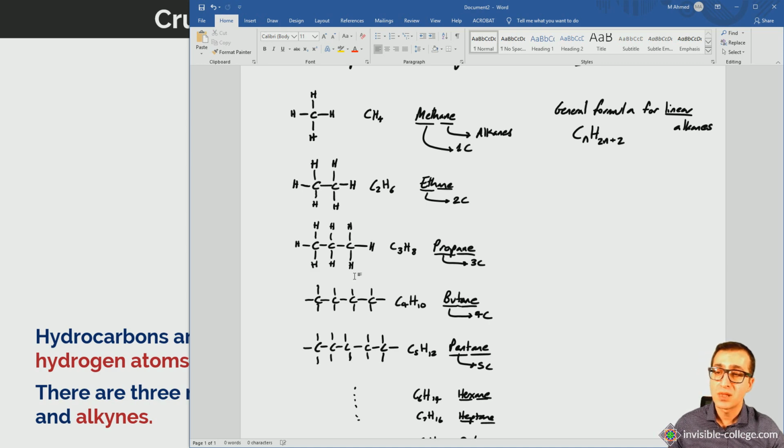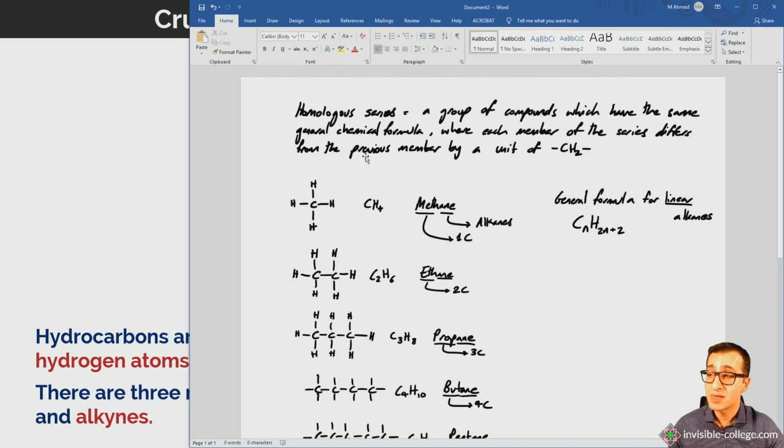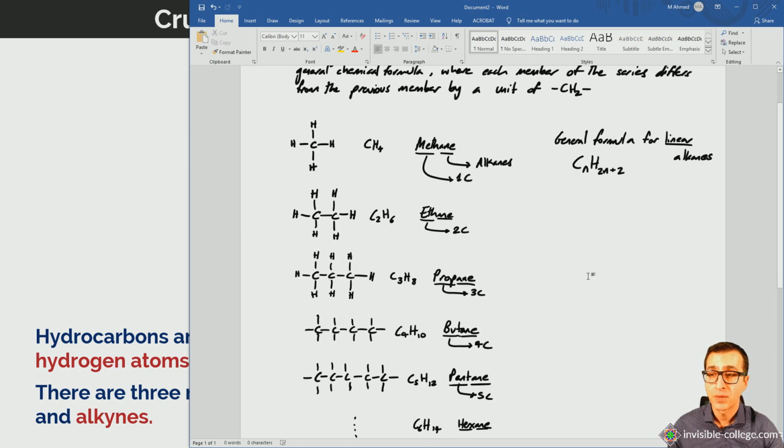So again, in keeping with the definition of a homologous series, they all have the same general formula. They all have carbons and hydrogens in the same general proportion. Now, I mentioned linear alkanes. There are such things as cyclical alkanes.